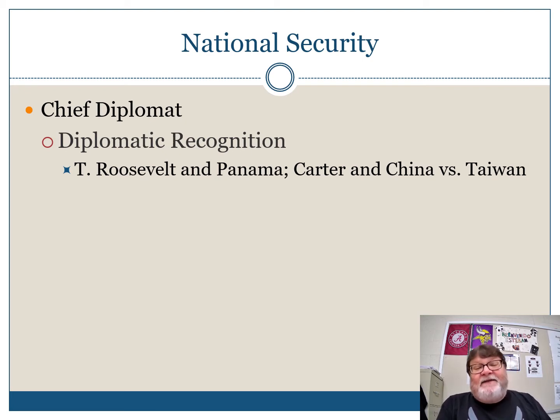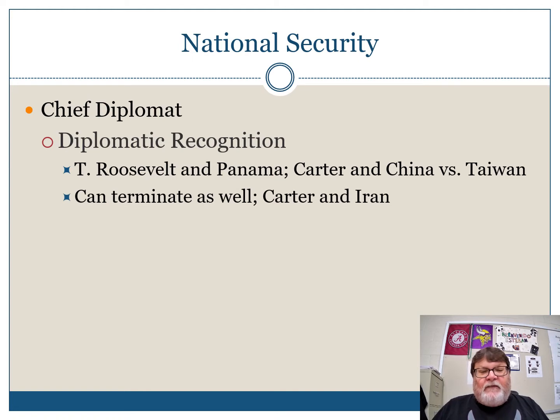Because once, especially when the United States, even back in the early 1900s, when the United States diplomatically recognizes somebody, that's a big deal. Okay, if Uganda does, not a big deal. The United States does, a very big deal in the world. All right, they can terminate as well. Carter terminated our diplomatic relations with Iran, which they are still terminated.